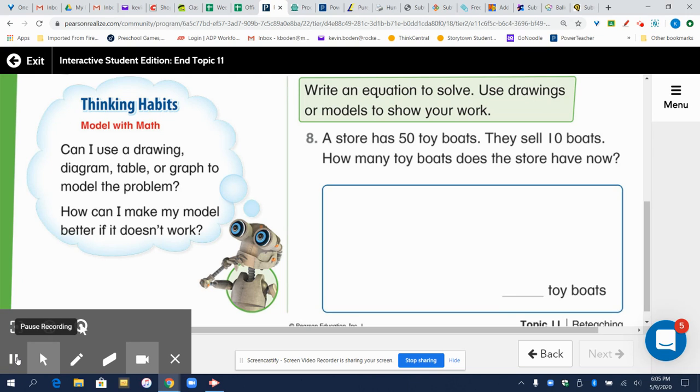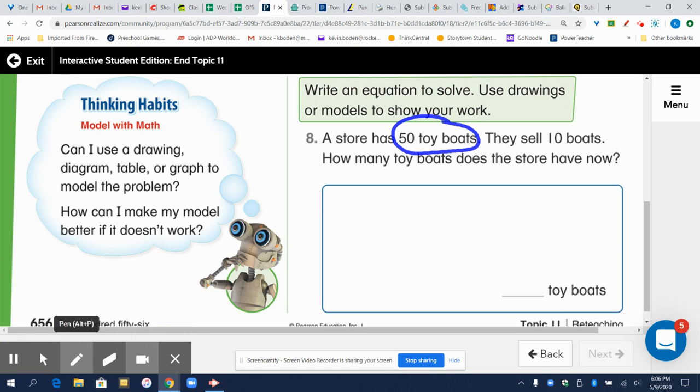All right, we've reached our last question. It says, write an equation to solve. All right, so let's remember that. We have to write an equation. Use drawings or models to show your work. Perfect. A store has 50 toy boats. So I'm going to remember 50 toy boats. They sell 10 of those boats. So they take away 10 of those boats and they sell them. How many toy boats does the store have now?